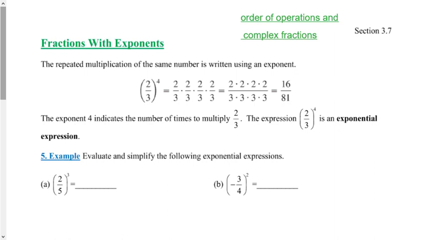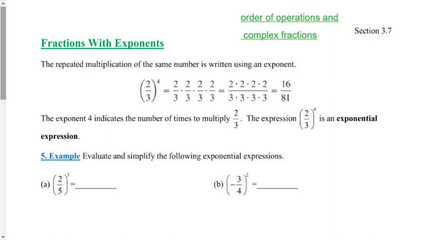Hello, in this part of the video we will be discussing fractions with exponents. We're going to look at what that means, and then we're also going to be talking about some more order of operations as well as something called complex fractions. It just means a fraction inside of a fraction.